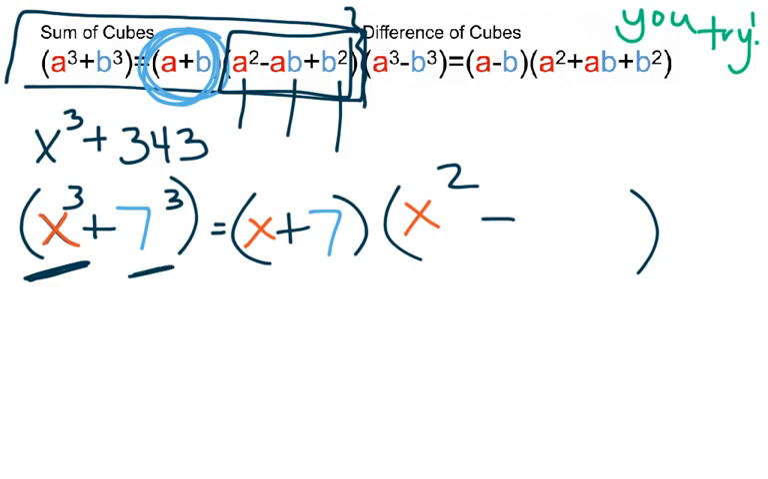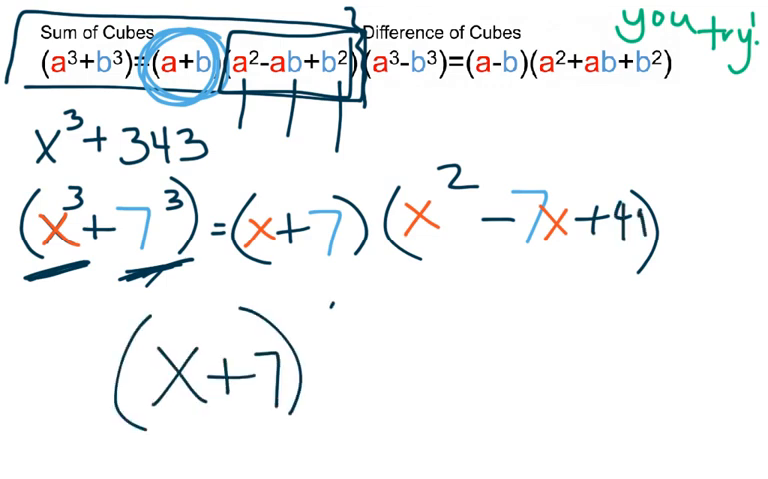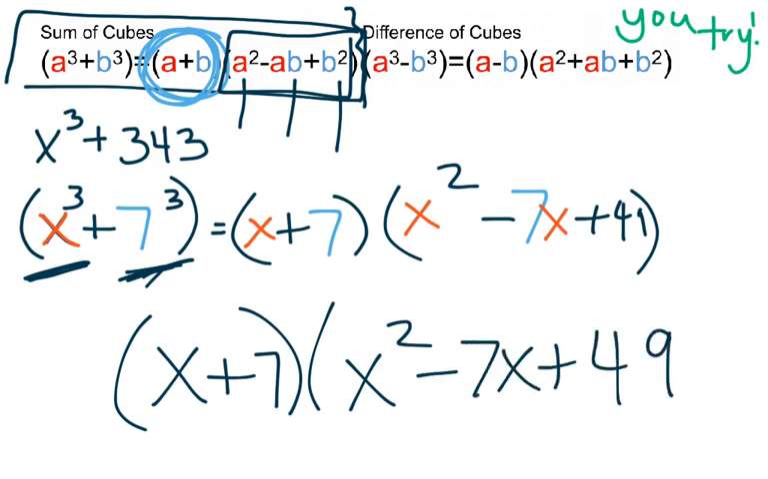Minus, now I'm going to multiply the two things. An x times a 7 is a 7x. And then the last thing I'm going to do is take the thing that was being cubed, and I'm going to square it. A 7 squared is a 49, so plus 49. My final answer, x plus 7, x squared minus 7x plus 49.